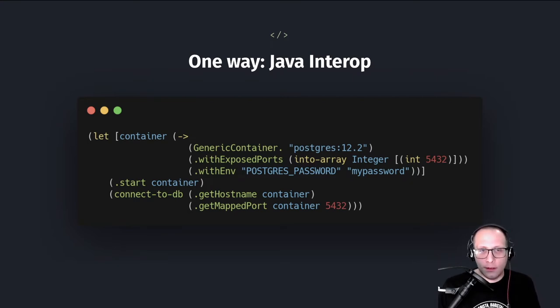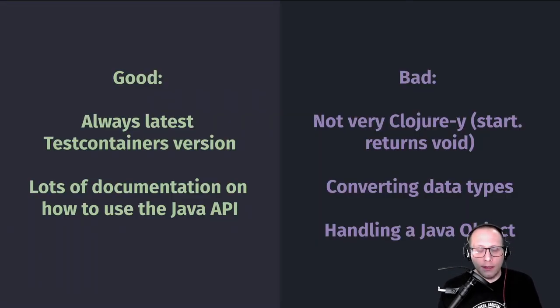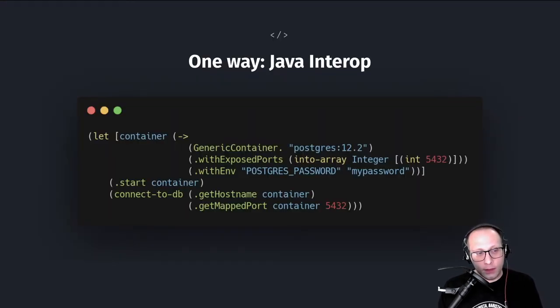So why do we need a Clojure wrapper? Can't we just use that? And indeed, there are good reasons to just use the Java library and not use the Clojure wrapper, because you will always have access to the latest Testcontainers version. You will not have to wait for the maintainers of the Clojure wrapper to update. And there's already lots of documentation on how to use the Java API, which you can adapt for yourself. On the other hand, this is not very Clojure-y. For example, the start method returns void, and there are a lot of methods on the container that return void. So we cannot use the thread macro everywhere, as you see here. Start is a separate command.